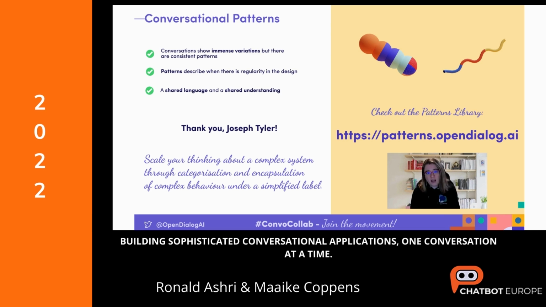Patterns identify and describe where there is regularity in a design. They make the design process and the outcomes more predictable. Patterns help us scale our thinking about a complex system through categorization and encapsulation of complex behavior under a simplified label. They provide a shared understanding and a shared language also between a team, from design to development and deployment.